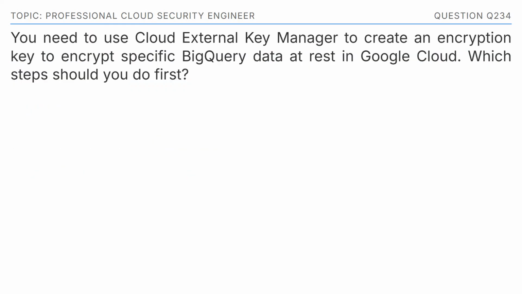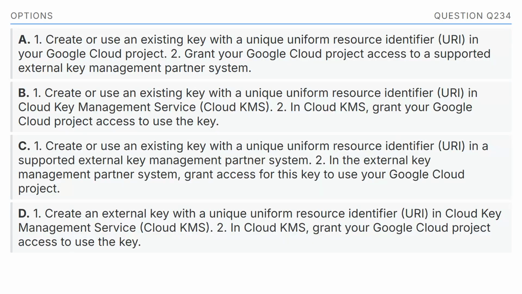You need to use Cloud External Key Manager to create an encryption key to encrypt specific BigQuery data at rest in Google Cloud. Which steps should you do first? The options are: Option A, 1. Create or use an existing key with a unique Uniform Resource Identifier (URI) in your Google Cloud project. 2. Grant your Google Cloud project access to a supported external key management partner system.